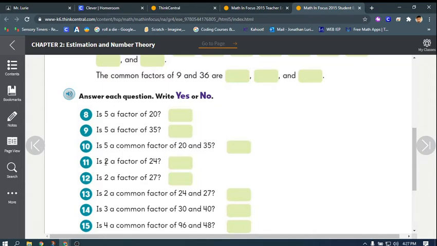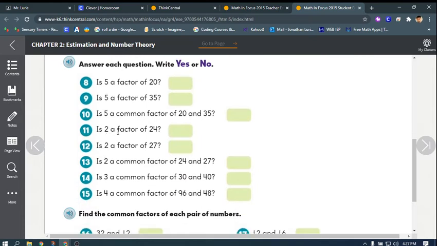Yep. Is 2, no, so number 11: is 2 a factor of 24? Well, 24 is an even number. It ends in a 4. It means it's even. So we already know that 2 is a factor of every single even number. So yeah. 27, well, that 7 is an odd digit, meaning 27 is an odd number, meaning 2 will not be a factor of 27. So number 12 is no. Number 13, therefore, can it be a common factor of both of them? Well, it's a factor of 24, but it's not a factor of 27. So 13, no. 2 is not a common factor of 24 and 27.